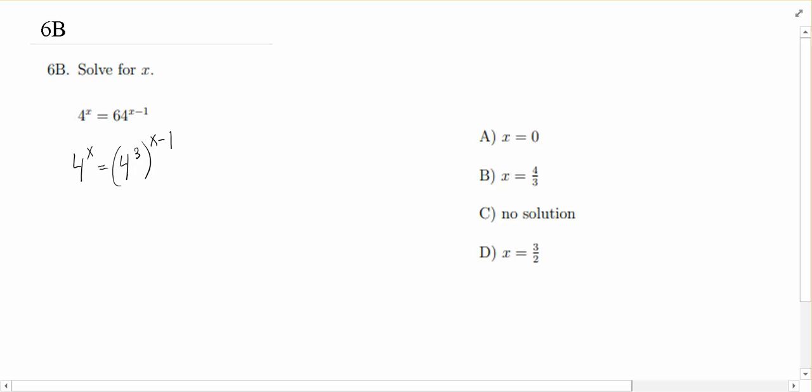Now, over there on that right hand side, when you raise a power to a power, you can multiply the powers. So we can actually distribute the 3 across x minus 1, giving us 3x minus 3.